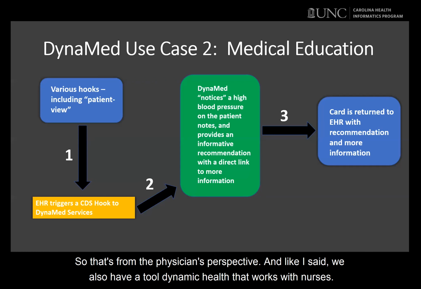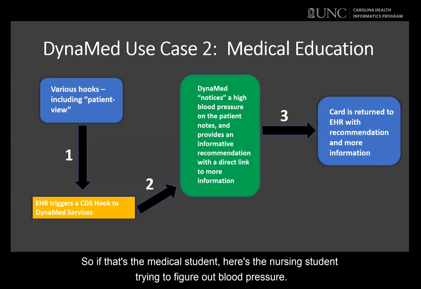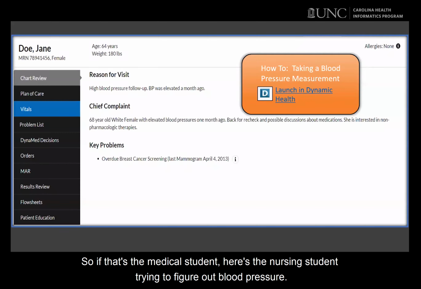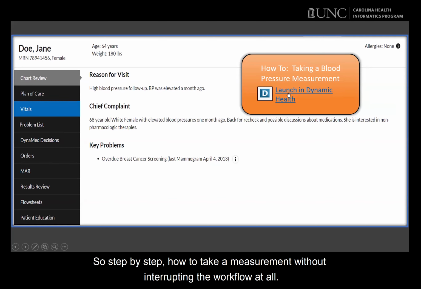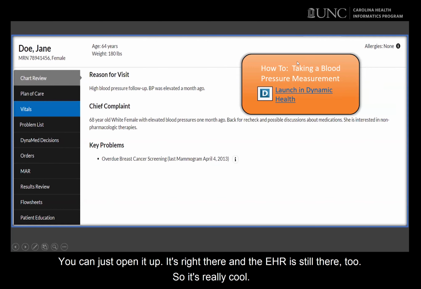And like I said, we also have a tool, Dynamic Health, that works with nurses. So if that's the medical student, here's the nursing student trying to figure out blood pressure. Oh, I see that Jane has high blood pressure. Oh, shoot, I forgot. I need to figure out how to take a measurement. Right here shows step by step how to take a measurement without interrupting the workflow at all. You can just open it up. It's right there, but the EHR is still there too.